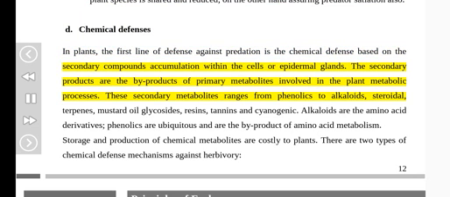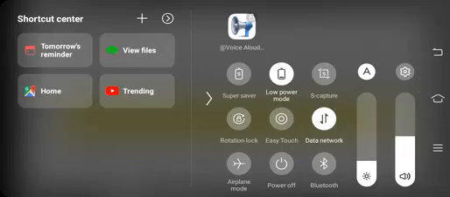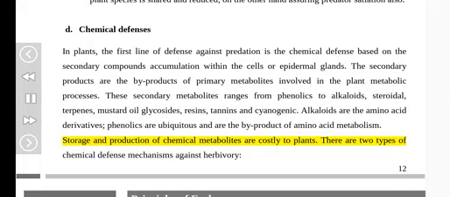The secondary products are the byproducts of primary metabolites involved in the plant metabolic processes. These secondary metabolites range from phenolics to alkaloids, steroidal, terpenes, mustard oil glycosides, resins, tannins and cyanogenic. Alkaloids are amino acid derivatives, and phenolics are ubiquitous and are the byproduct of amino acid metabolism. Storage and production of chemical metabolites are costly to plants.